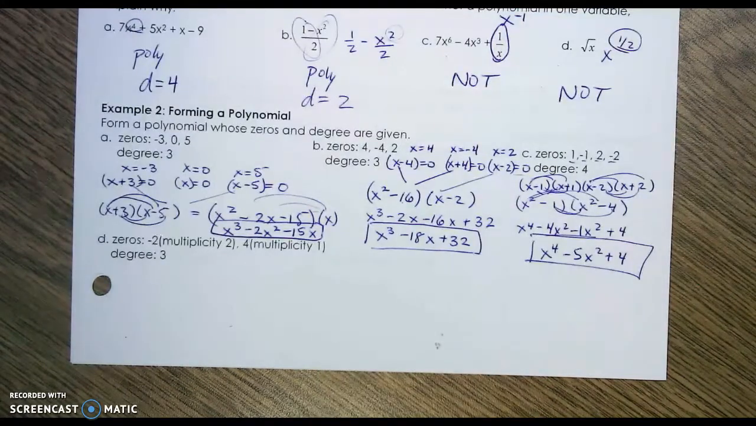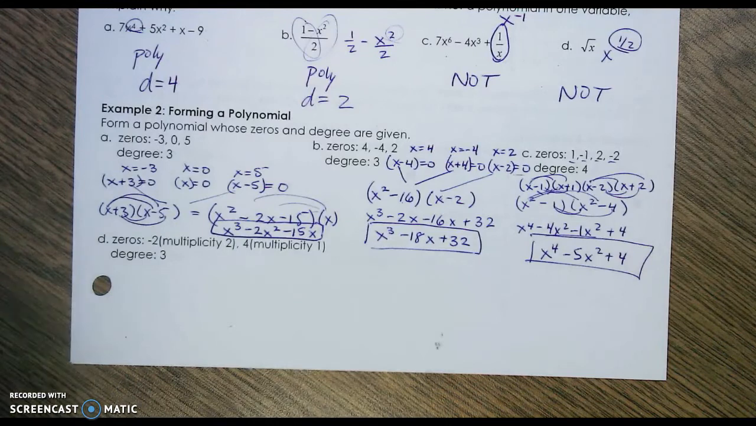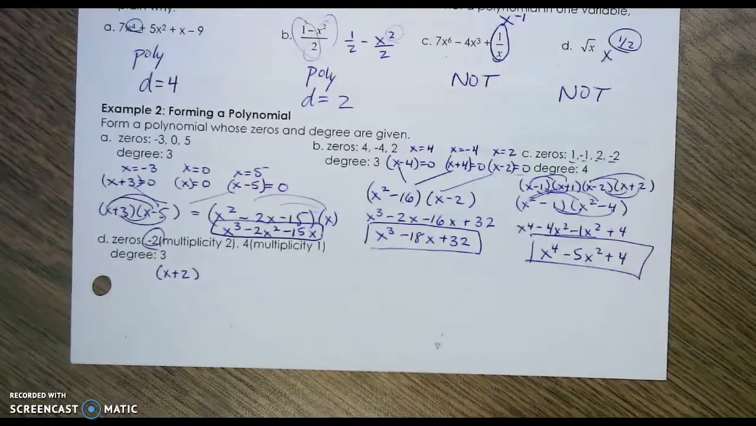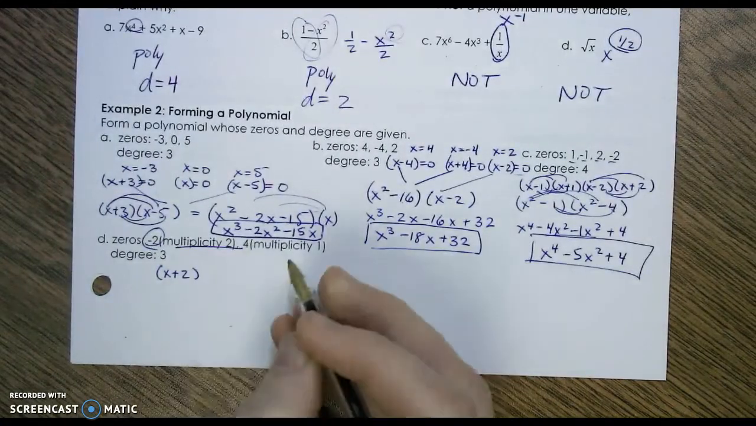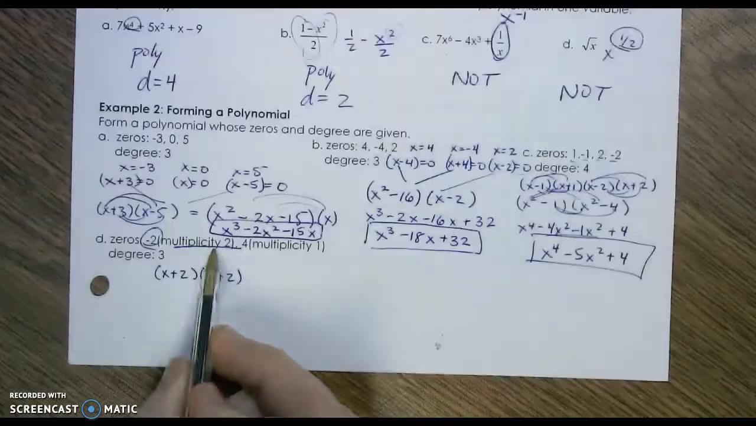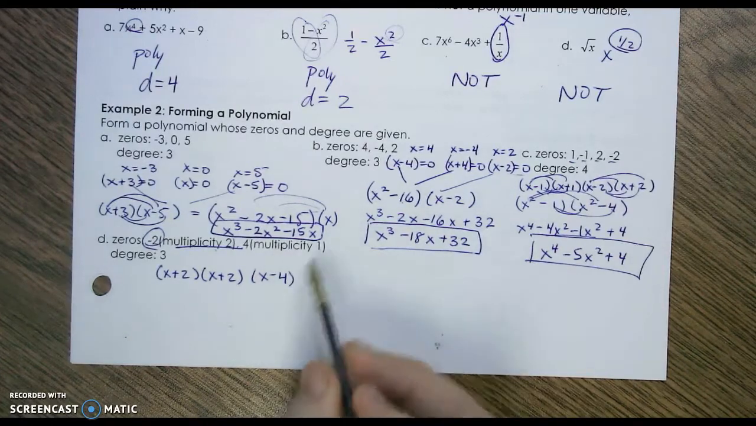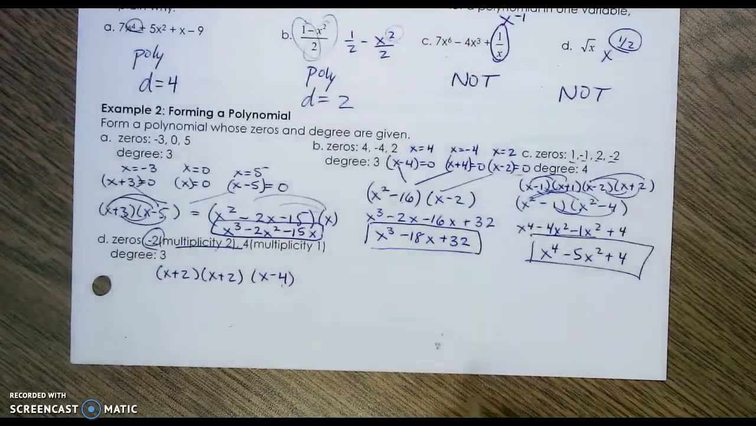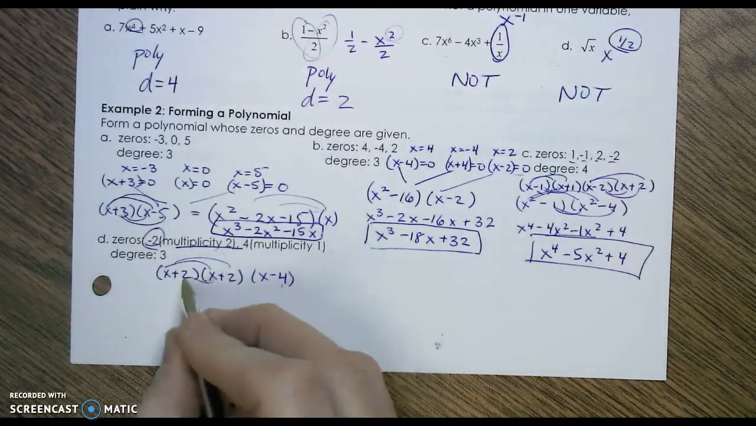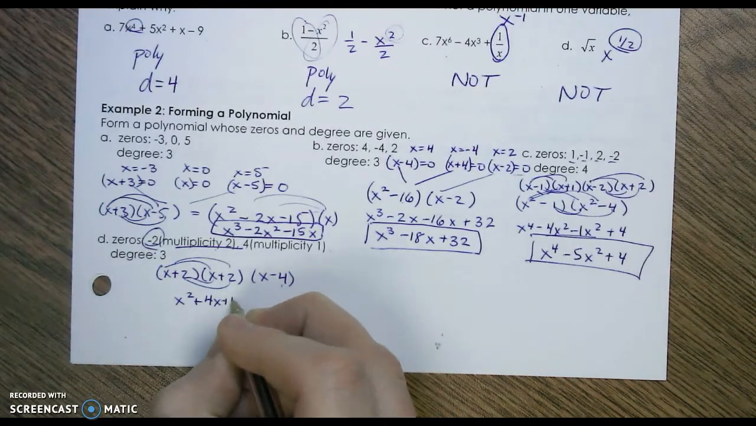Now multiplicity comes in. So if they say negative 2 multiplicity 2, what they're saying is negative 2, which will give you x plus 2, when you set it equal to 0. Multiplicity 2 means twice. That is a factor twice. 4 gives you x minus 4, and it says multiplicity 1, so we only have it once. So that's your multiplicity. Then you multiply everything. So we FOIL, and we get x squared plus 4x plus 4.